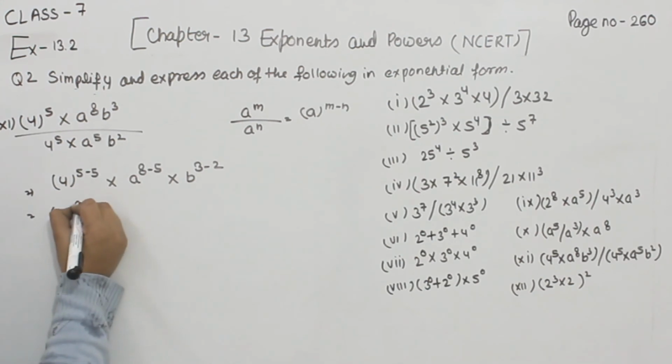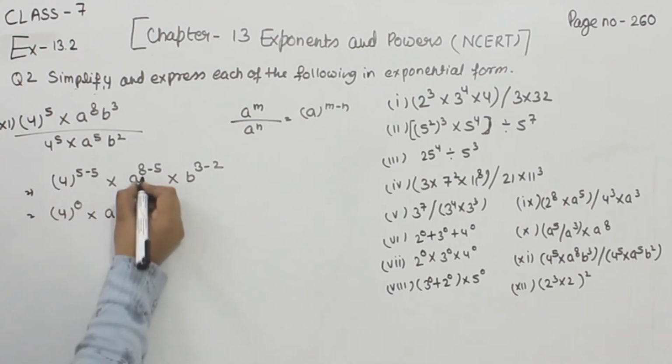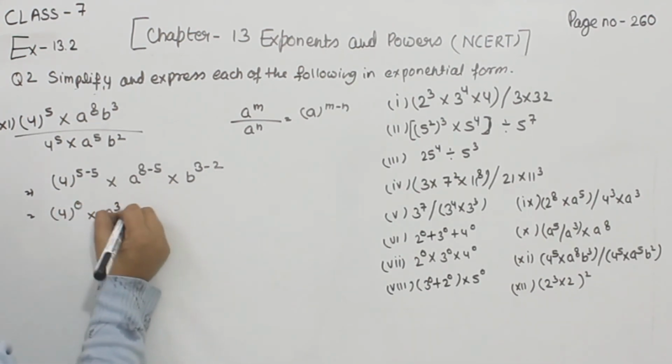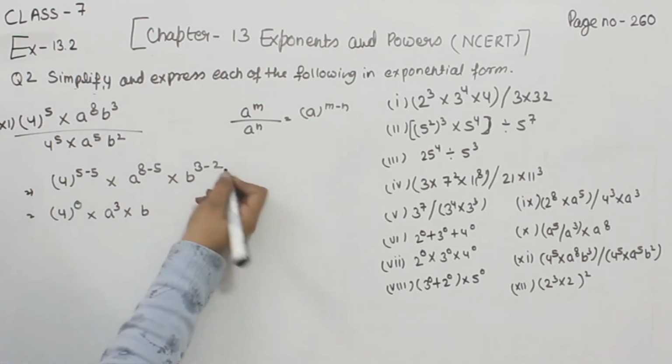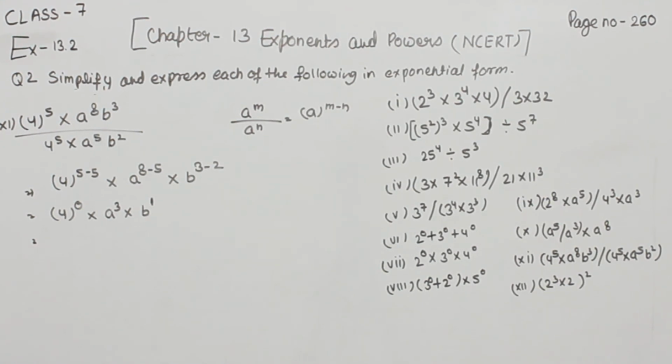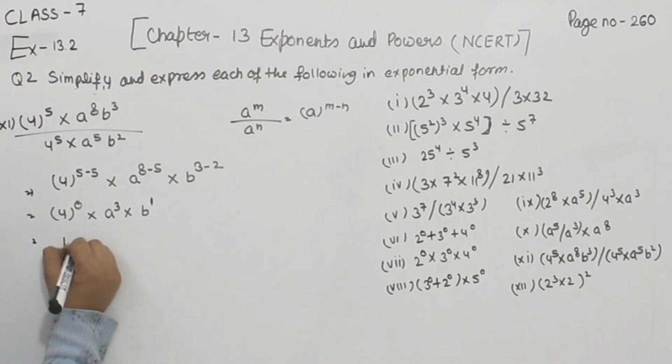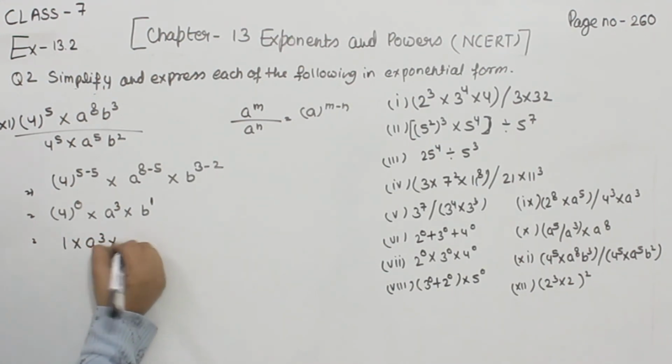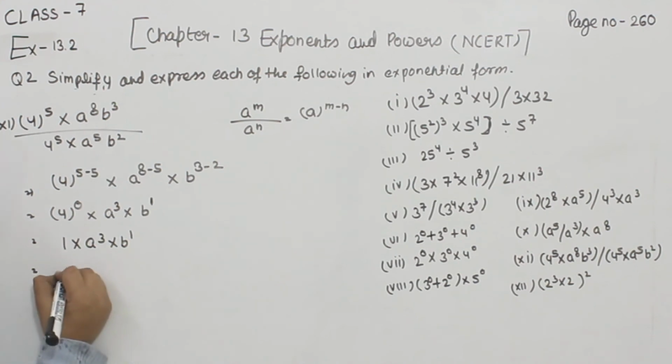So this will be 4 to the power 0 multiplied by a to the power 8 minus 5, which is 3. Now b to the power 3 minus 2 is 1. Now 4 to the power 0 means 1. If the power is 0, the value will be 1. So this one is 1 multiplied by a to the power 3 and b to the power 1. So I can write it as a to the power 3 and b. So this is the part 11.